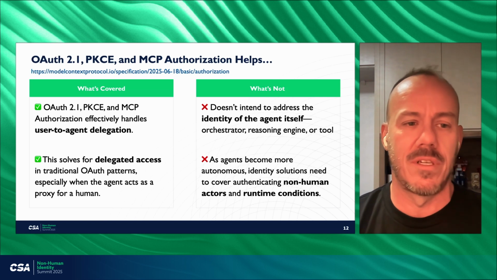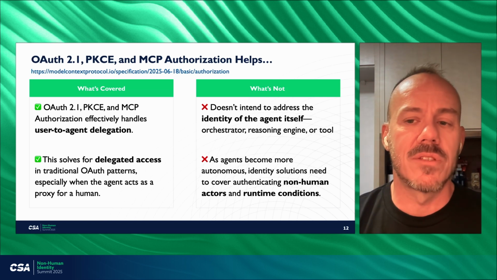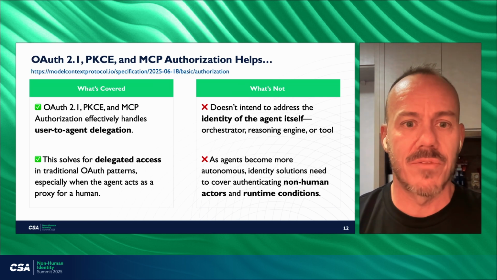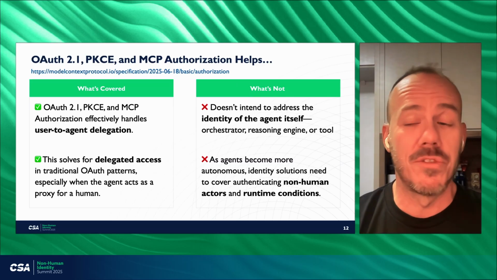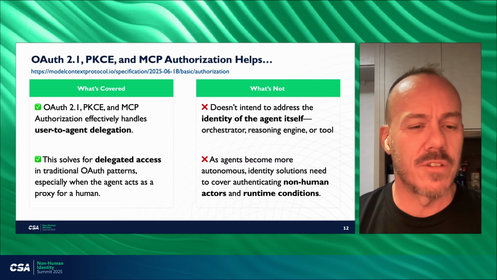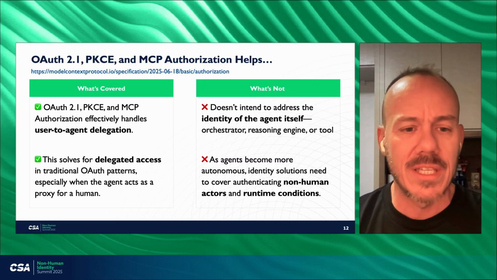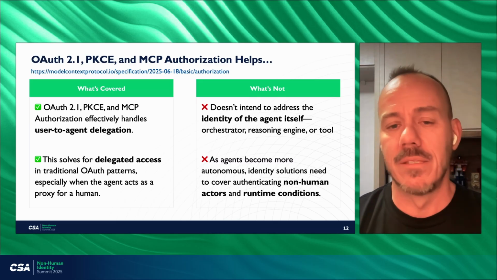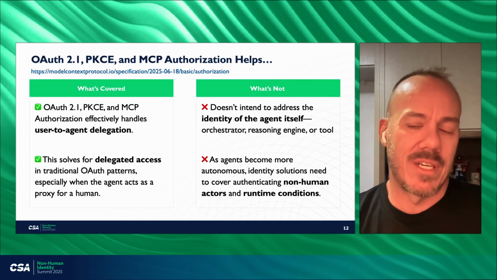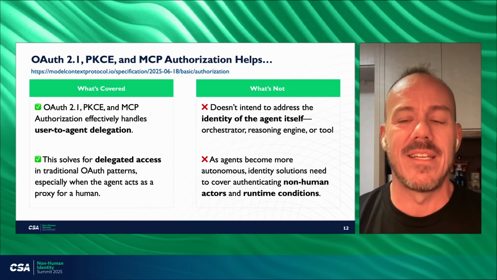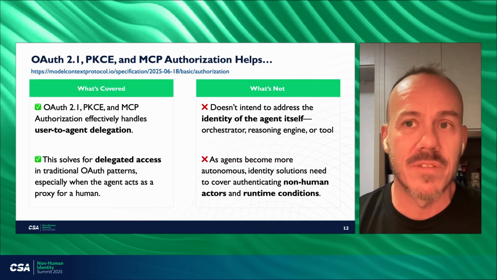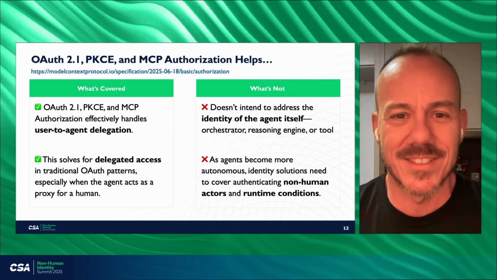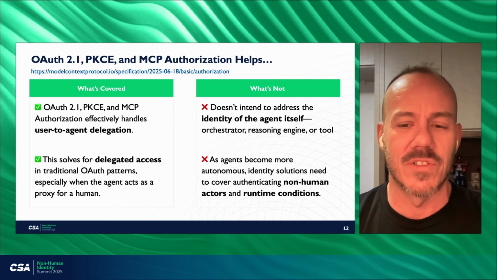It has lots of contributors from around the world. And it's a very good specification for how to handle delegated authorization. So really what the spec provides is user to agent delegation, and it solves for delegated access, really using traditional OAuth patterns primarily. But what it doesn't do, and what it doesn't intend to do, is address the identity of the agent itself. So, it doesn't even talk about how you authenticate an agent or components of an agent in the first place, such that they can get access to these services and so forth.